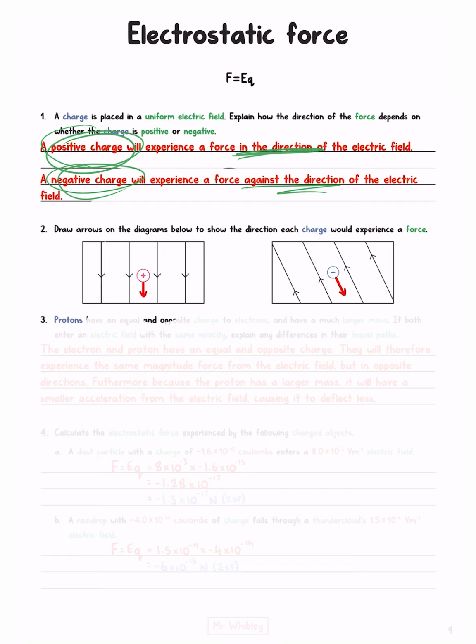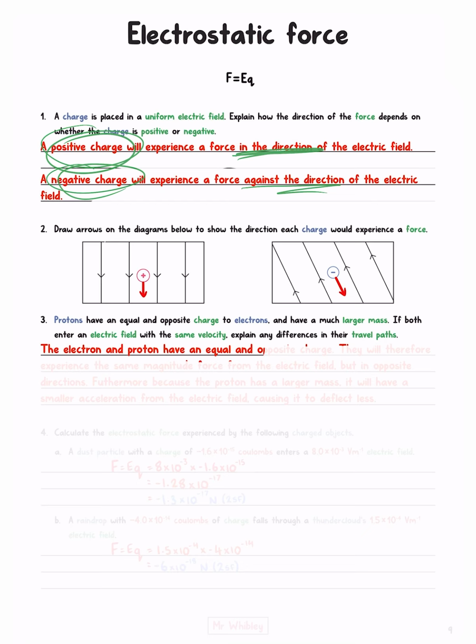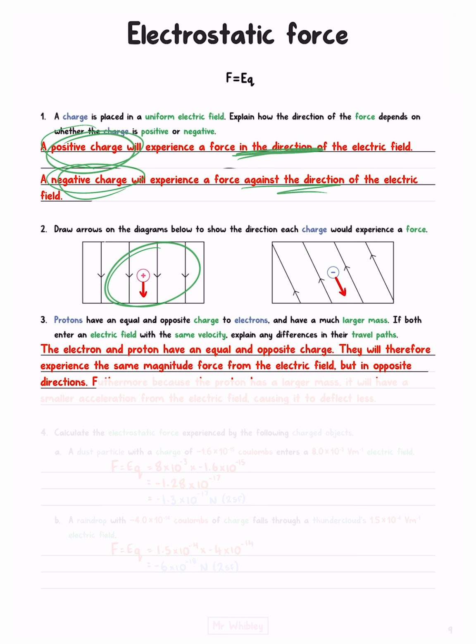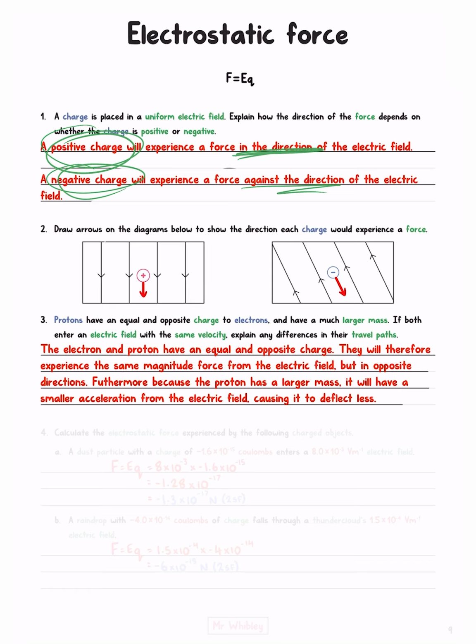Question 3. Protons have an equal and opposite charge to electrons and have a much larger mass. If both enter an electric field with the same velocity, explain any differences in their travel paths. The electron and proton have an equal and opposite charge. They will therefore experience the same magnitude force from the electric field, but in opposite directions, as we saw happening in the last question. Furthermore, because the proton has a larger mass, it will have a smaller acceleration from the electric field, causing it to deflect less.